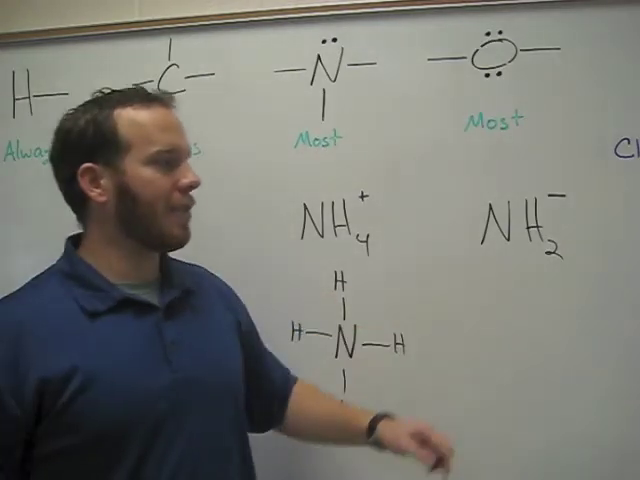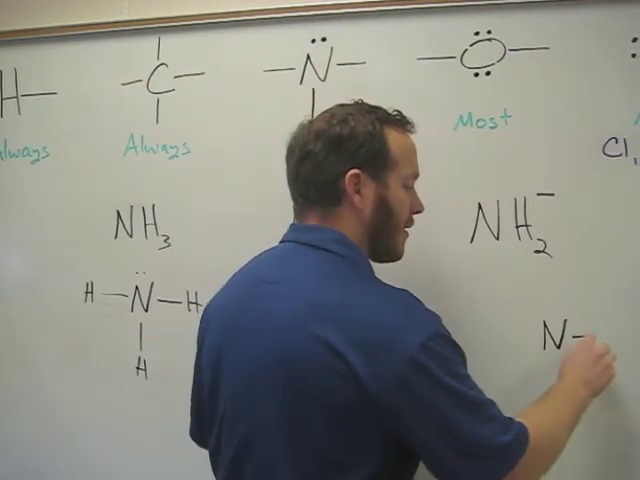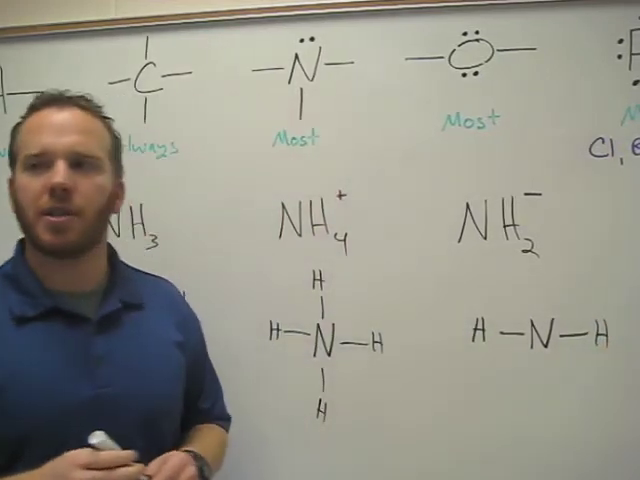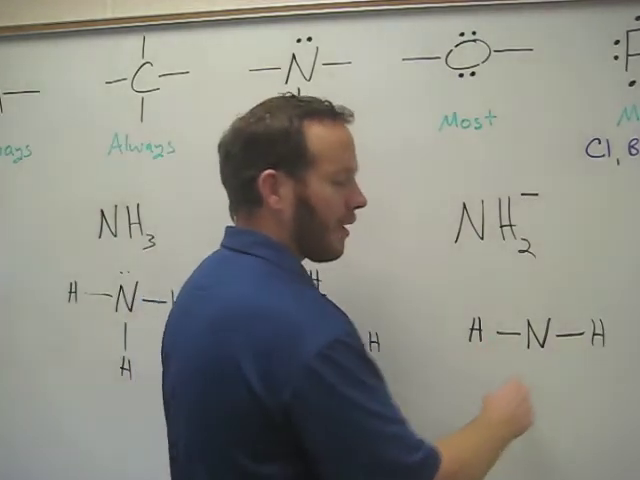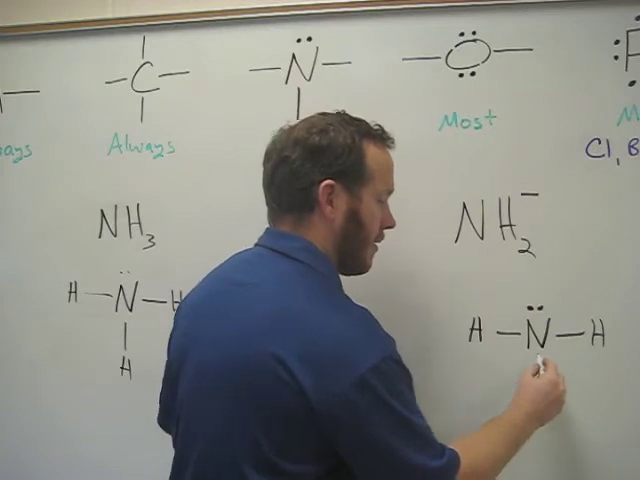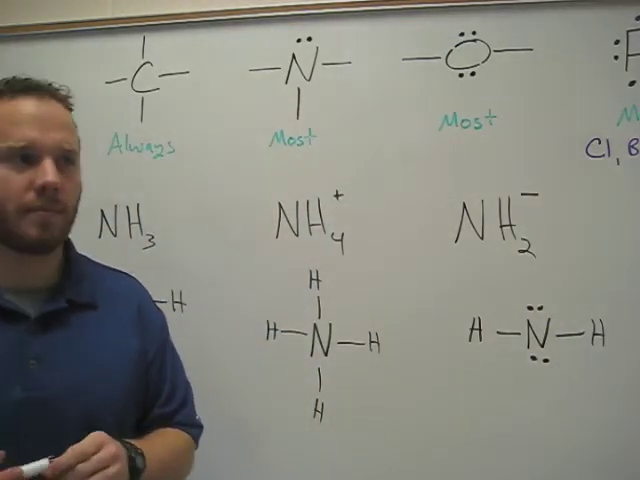Now we take a look at NH2. Again, hydrogen has to be on the outside. So it has to be like that. But now the question is, am I done? How do you know if you're done? It's the octet rule. 2, 4, that's not good enough. 5, 6, 7, 8. And now you are done.